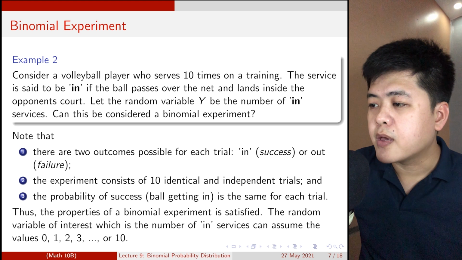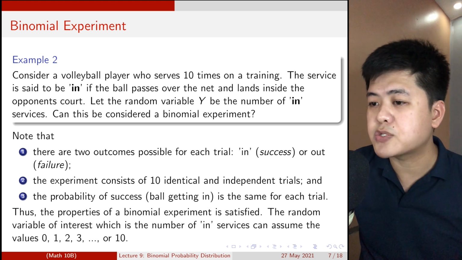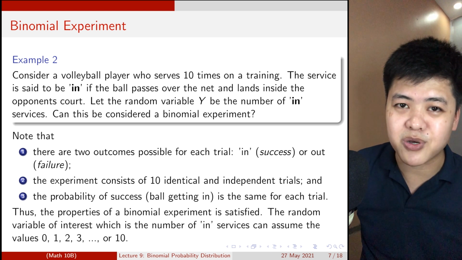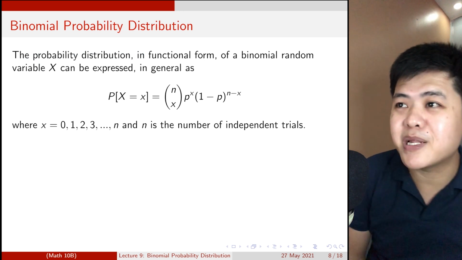Oh, by the way, your random variable of interest, which is the number of good services, can assume any of the following values from 0 to 10. 0, ibig sabihin walang na ipasok. 10, lahat ay pasok. Okay, let's now talk about the binomial probability distribution.